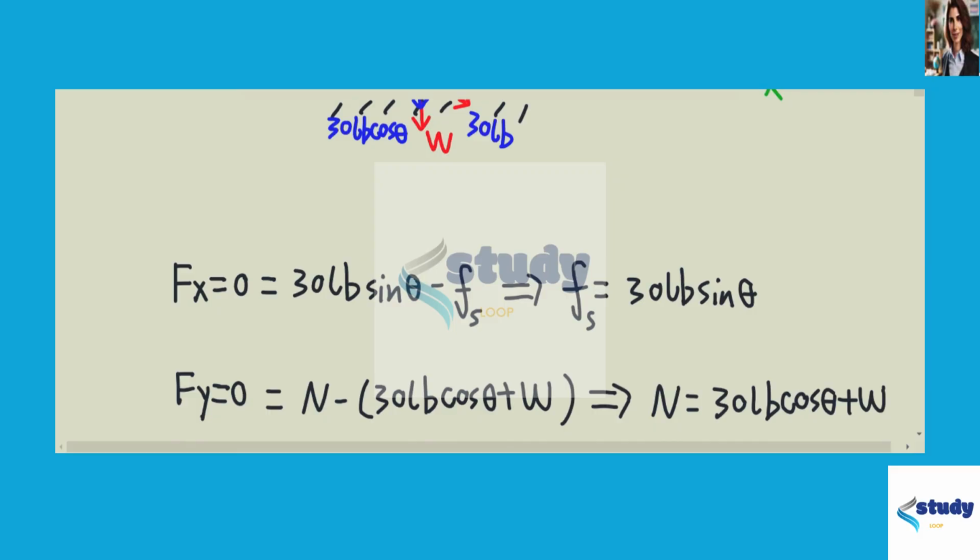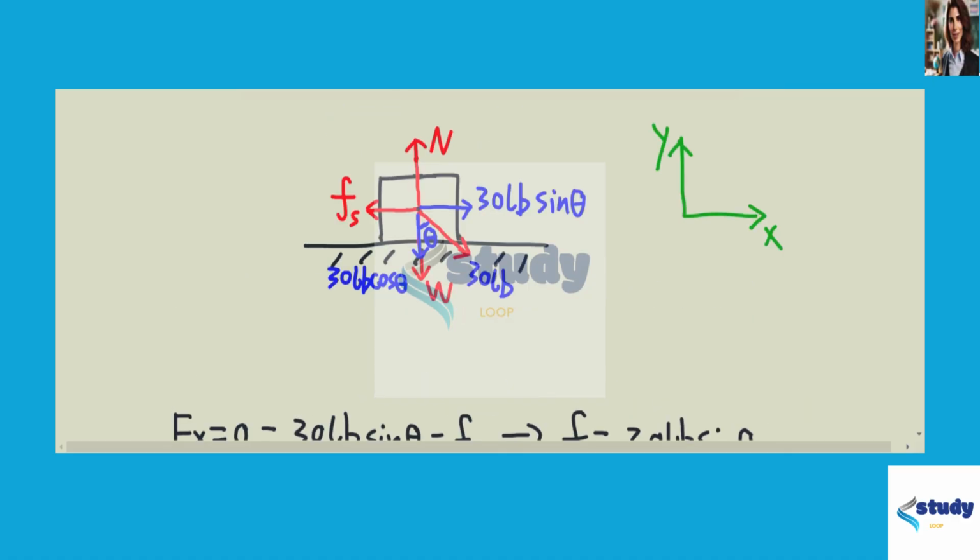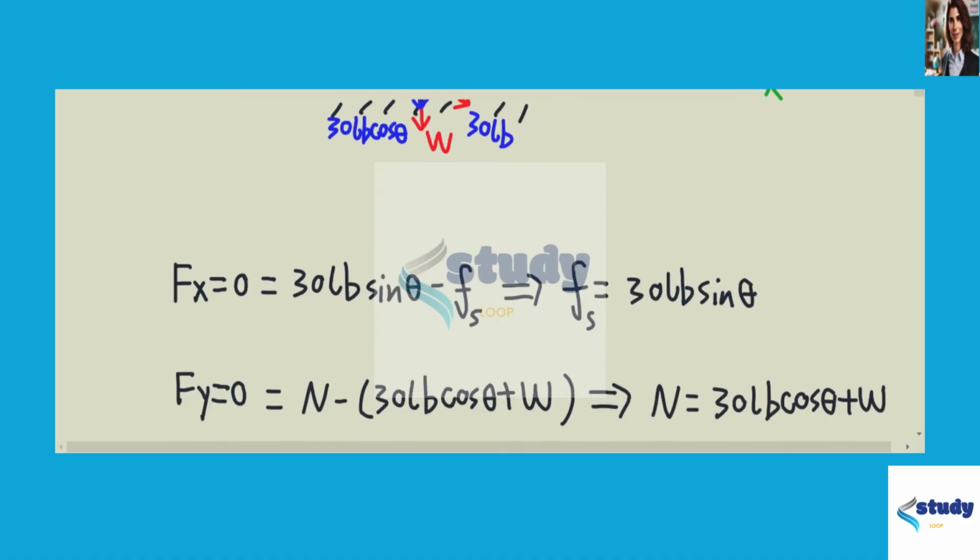Since there's an angle theta here, we can decompose the 30-pound force into xy components. The x component of the 30-pound force is 30 pounds sine theta, and the y component is 30 pounds cosine theta. According to Newton's second law, the net force along the xy direction should be equal to 0 in this case because the block is in equilibrium.